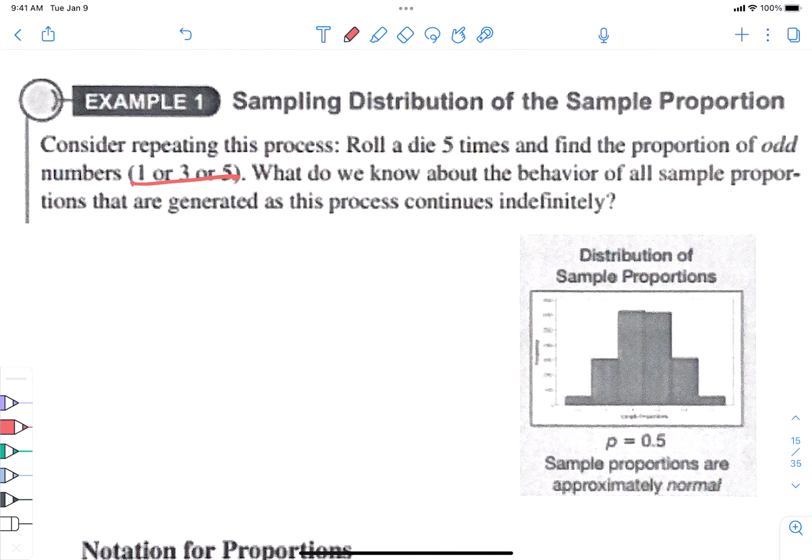Like what proportion of the time will I get an odd number if I roll a dice? Half of the time, right? Okay, so an odd number should be 1/2 of the time. The other half of the time I get an even number, right? Half of the time I should get an odd number, okay?